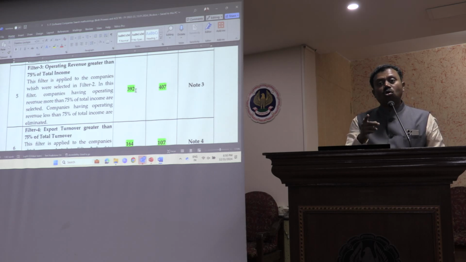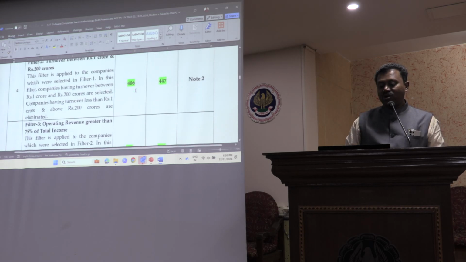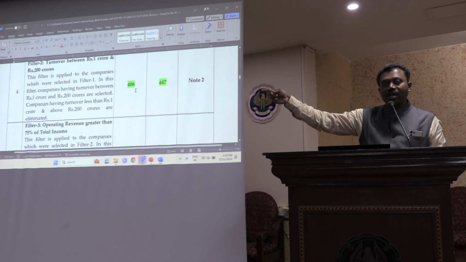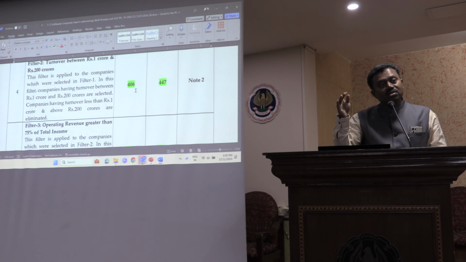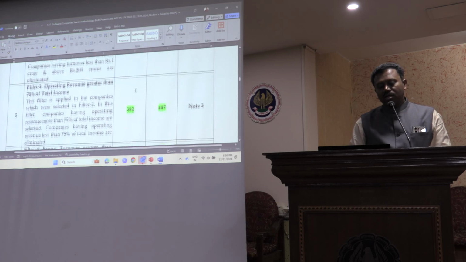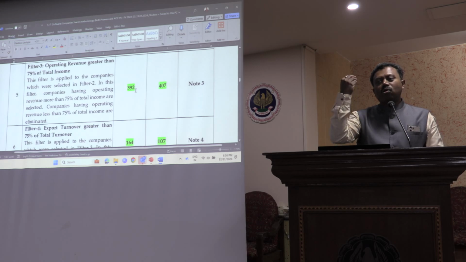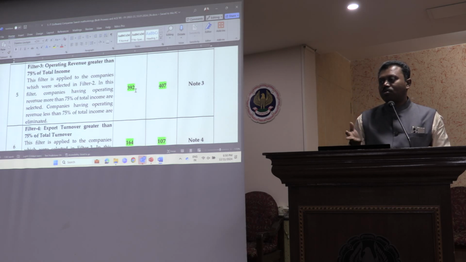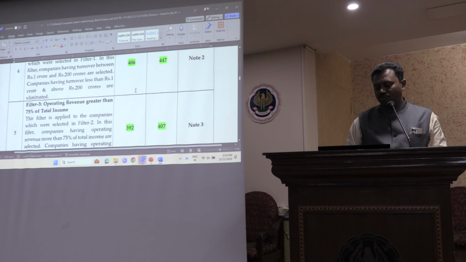May not be so in all the companies that you have selected in this previous filter, that 406 and 407 that we have now. Possible that some of them may have significantly lower operating revenue compared to total revenue. As a result of that, we have seen as an experience, the transfer pricing officer considers, okay, at least take 75% of the total income to be operating. As a result, 392 companies, 407 companies, from 406 to 456.